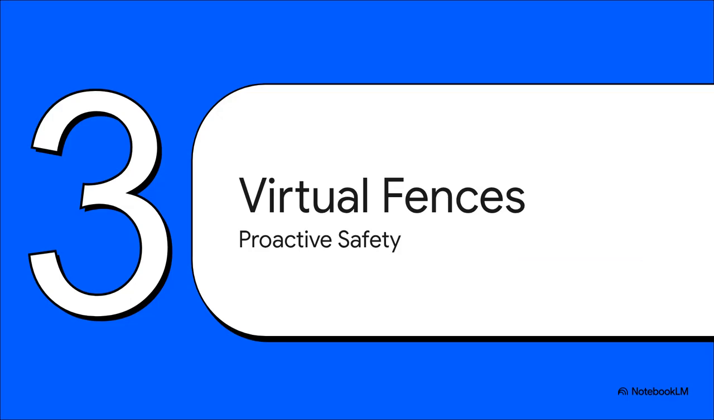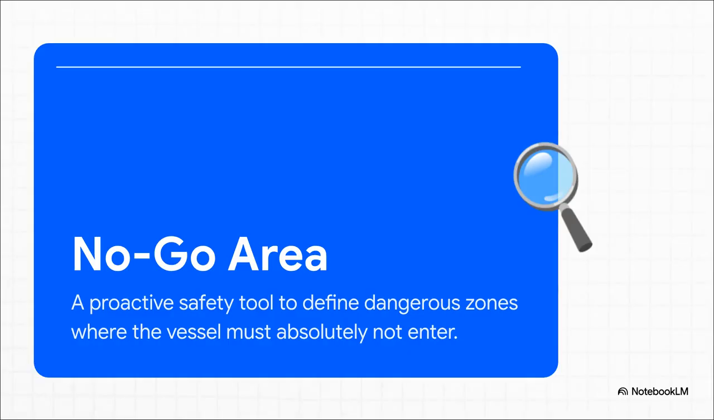Because a pencil line is just a guide. It doesn't do anything. What we really need is an active defense system, a virtual fence that's going to warn us when we're getting too close to danger. This is where we go from just making simple notes to building proactive safety. And we do that with no-go areas and no-go lines.